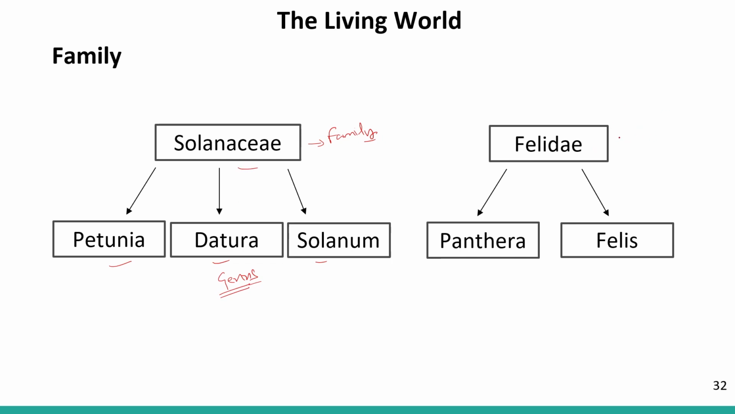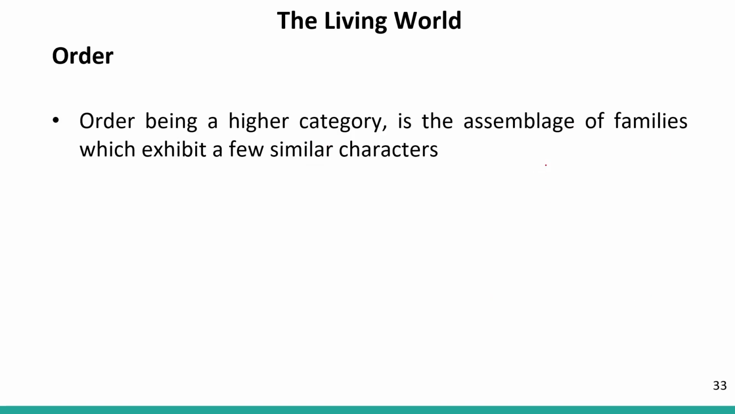Similarly, if we talk about animals, Felidae. Okay, this is also a family. And what does it include? This includes the genera Panthera and Felis. So in Panthera, all the big cats are present like lions, tigers. Felis includes the domestic cat. Okay, so here you can see they are related to each other. That's why they belong to the family Felidae.